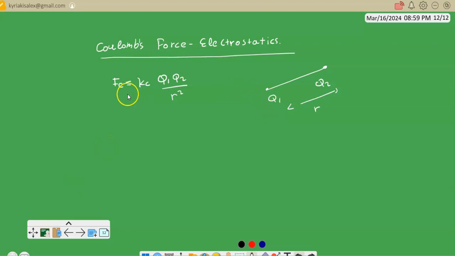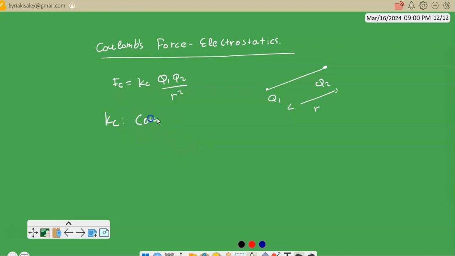We have this formula that gives Coulomb's force. This formula is the constant, which is Coulomb's constant, times the product of the two electric charges divided by r squared, which is the distance. R is the distance between the two charges, Q1 and Q2.